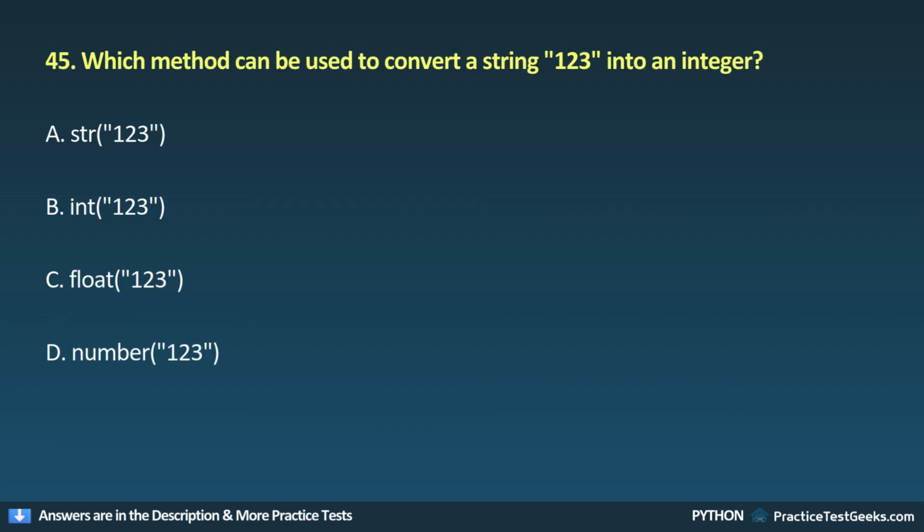45. Which method can be used to convert a string '123' into an integer? A. str('123'). B. int('123'). C. float('123'). D. number('123').